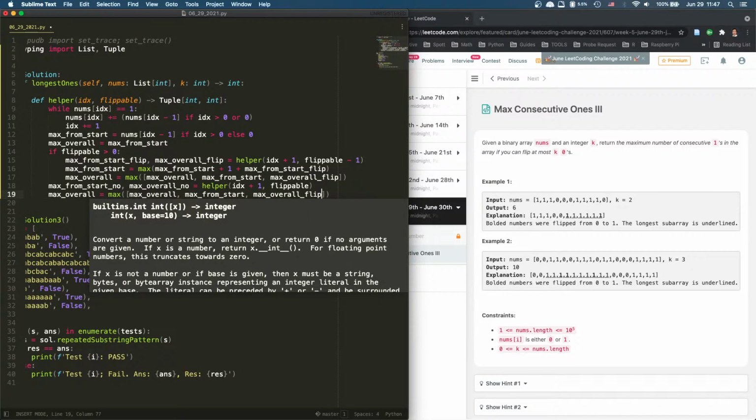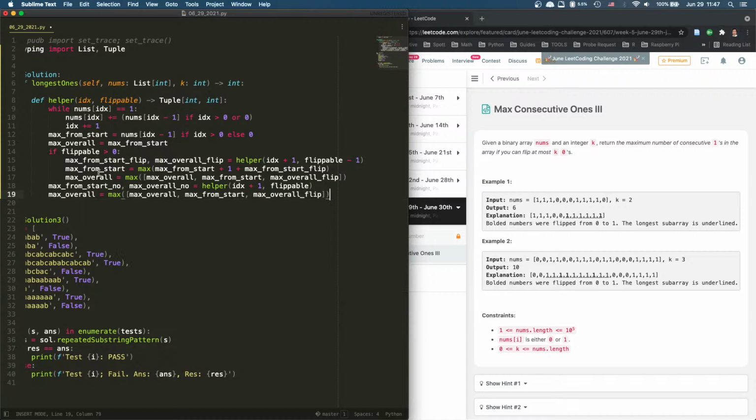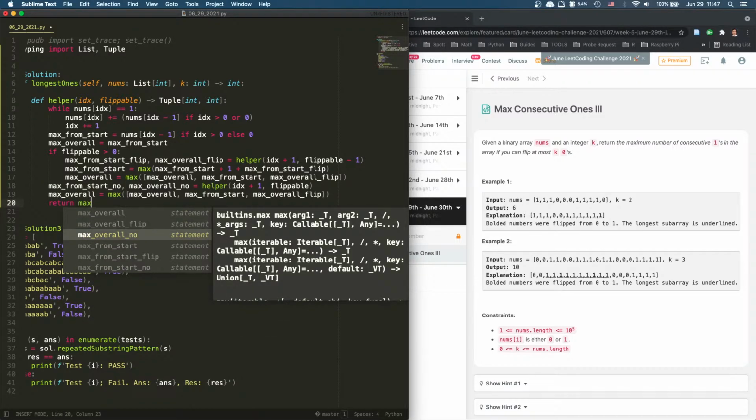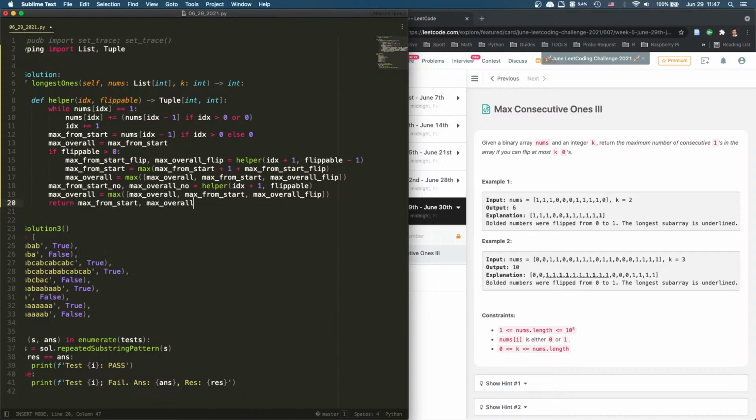Yeah, max overall flip. Because these two, yeah, so that this one we don't have to consider again. If this one is maximum is this, so we just need to consider this. And max overall and max from start, they might change over here, so we have to include both of them. So that's that. And then we return max from start and max overall.